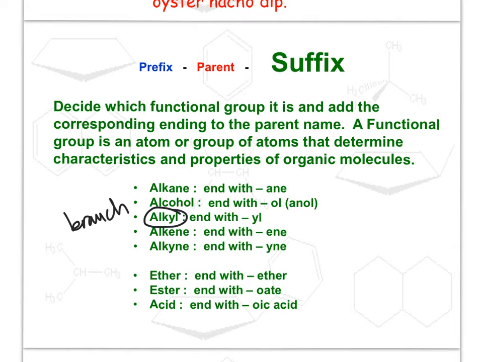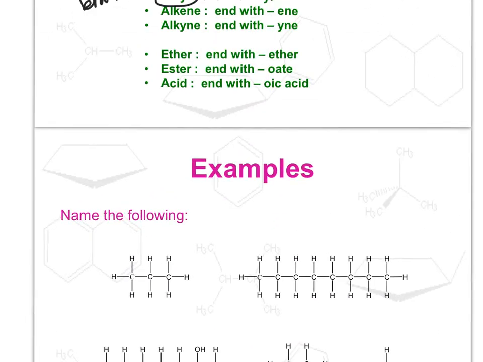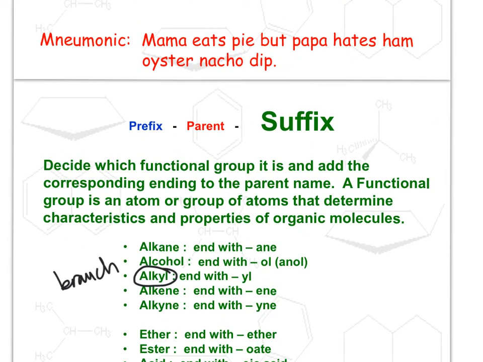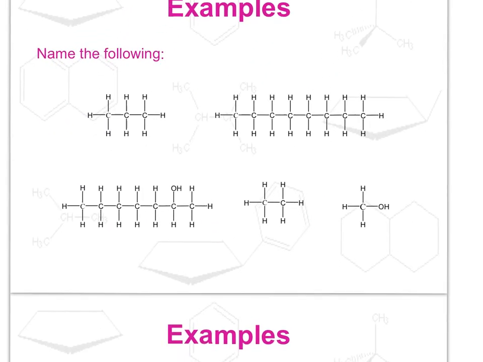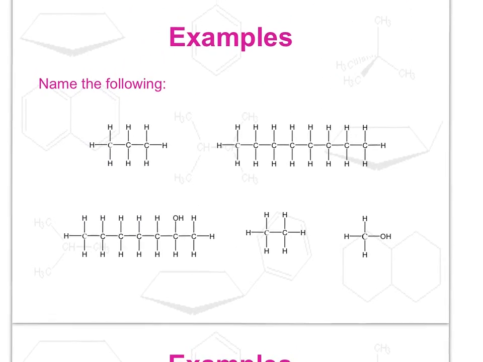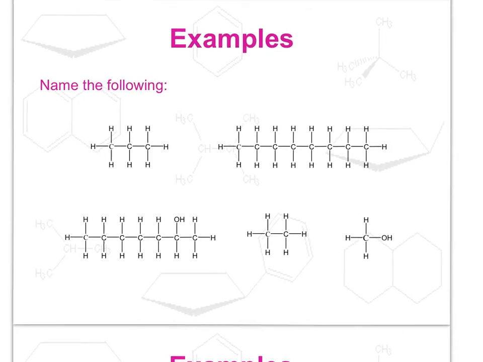Okay, so we said that we have a prefix, a parent, and a suffix. We talked about the parent and the suffix, so we'll practice some with the parent and the suffix, and then we'll come back to the prefix, because not all of them actually need a prefix. So let's practice some. So here, we are going to count how many carbons are in our main chain without lifting our finger or our pencil or pen off the paper, and that's going to give us the parent.